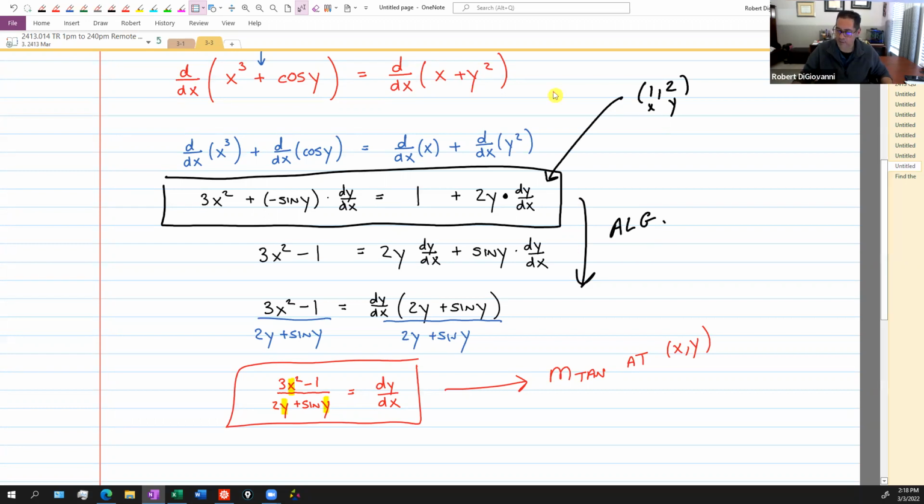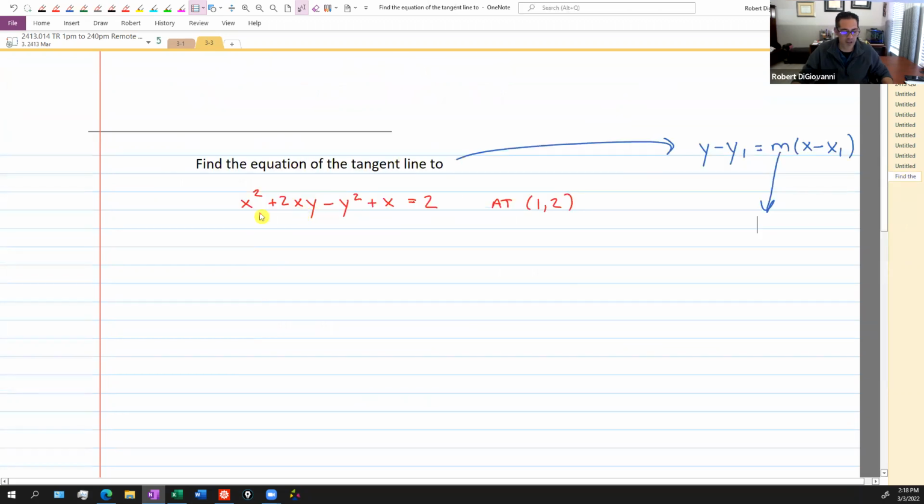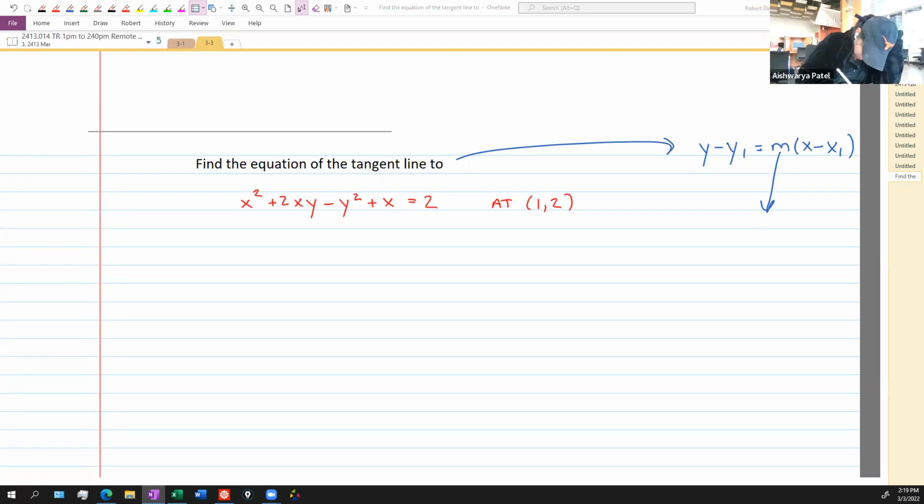So in summary, what you're going to do here is implicit differentiation with respect to x on both sides. Once you're done with the derivative, you're going to replace x with 1 and y with 2, and solve for dy/dx. That will give you the slope of the tangent line. Plug it in there and you'll have the equation. Go for it. I'll give you a few minutes. Why don't you let me know when you're done? We won't go too long, but let's just see how y'all do with this.